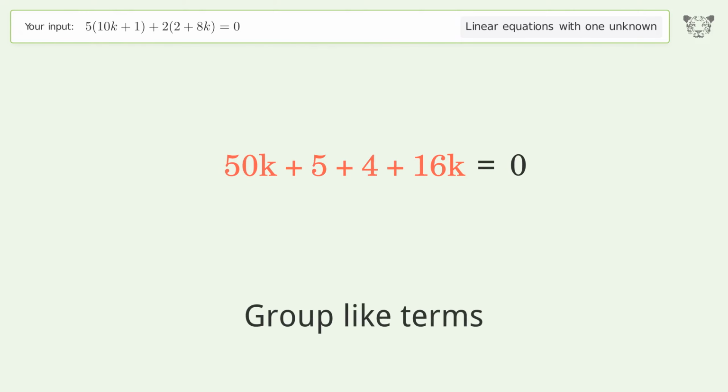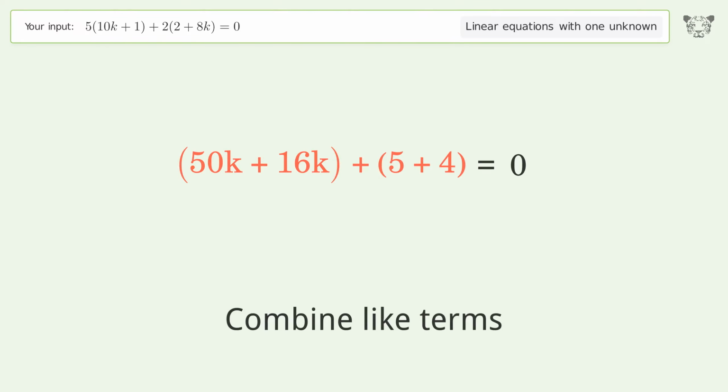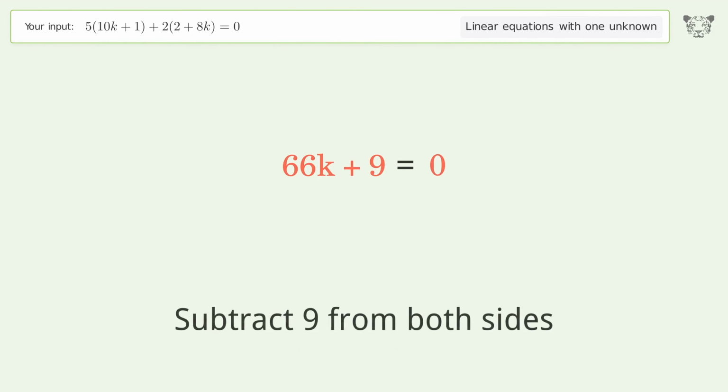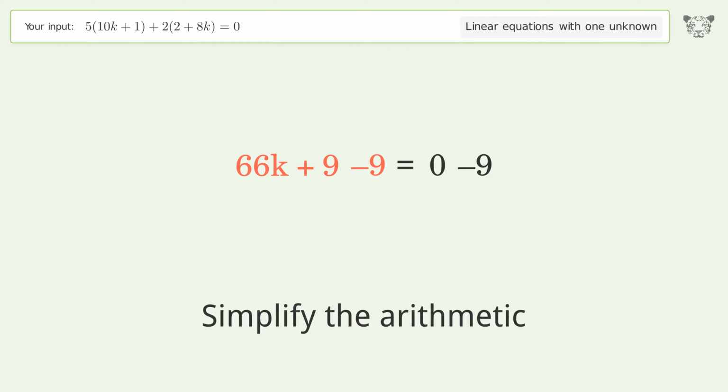Group like terms. Combine like terms. Group all constants on the right side of the equation. Subtract 9 from both sides. Simplify the arithmetic.